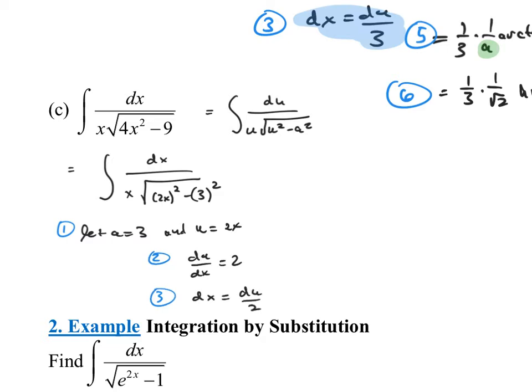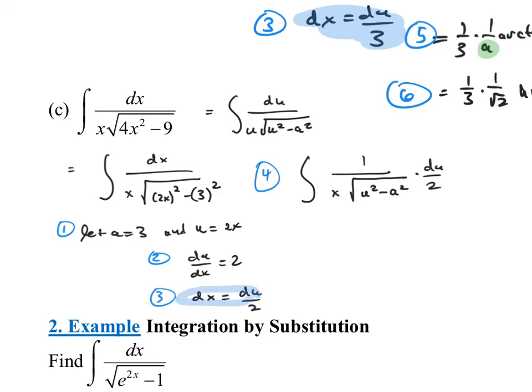So what happens? Let's go on to step 4 now. Let's replace everything in there. This is going to be the integral of, and I'm just going to do it as 1 over x, and then it's going to be the square root of, well, 2x squared would be u squared, minus 3 squared would be a squared, and then dx is equal to du over 2.